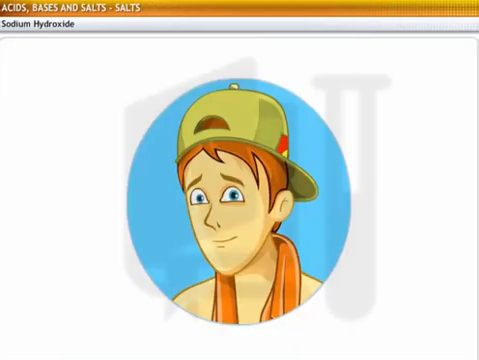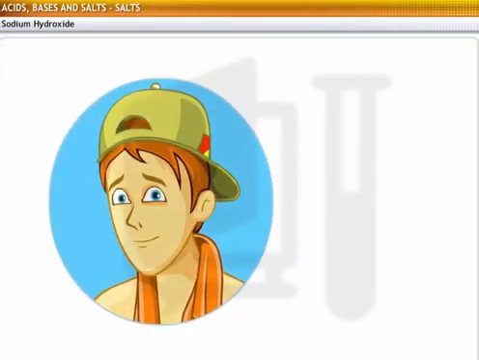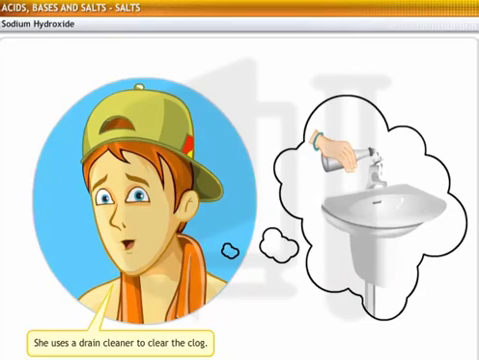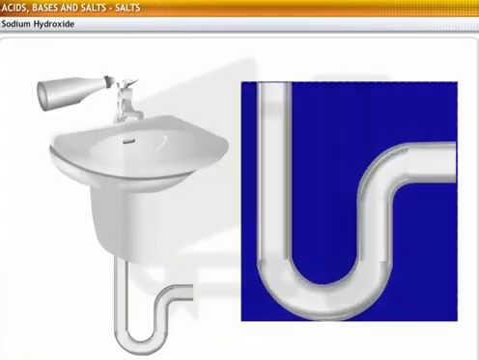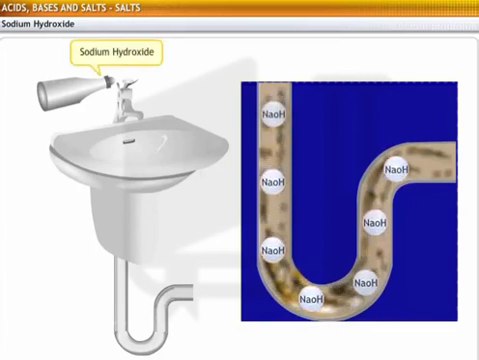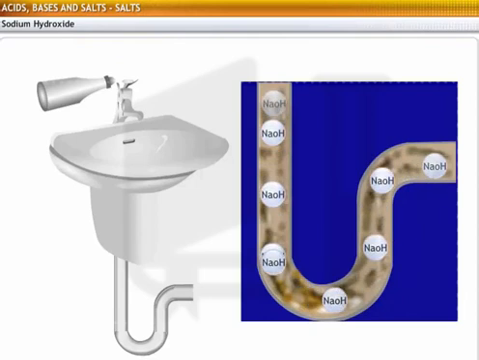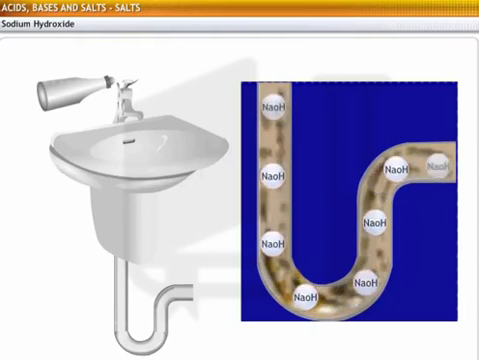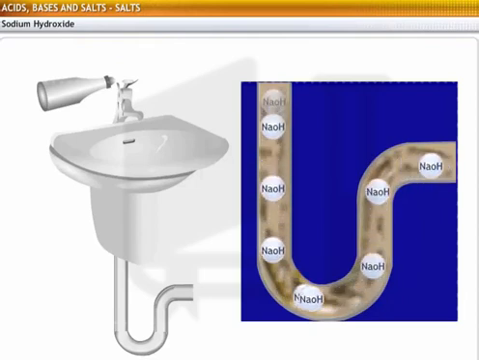What does your mother do when the kitchen drain is blocked? She uses the drain cleaner to clean the clog. Did you know the drain cleaner contains sodium hydroxide, which cleans the clog formed in the drain? When the pipe is clogged, it is because of a combination of fats and grease.